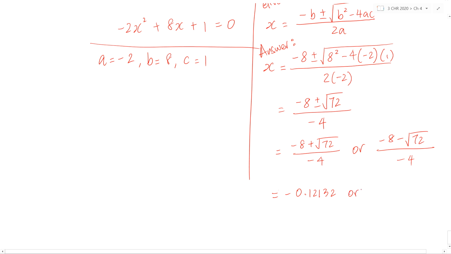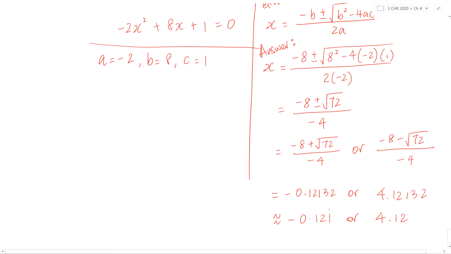The other answer will be, so you see, after you have keyed this in, right, you don't want to press AC and clear everything. You go back, and then you change this plus over here, change the plus to become a minus. Okay, then we don't have to key everything in again. The other answer will be 4.12132. So now we do our rounding off, negative 0.121 or 4.12. These are our final answers.